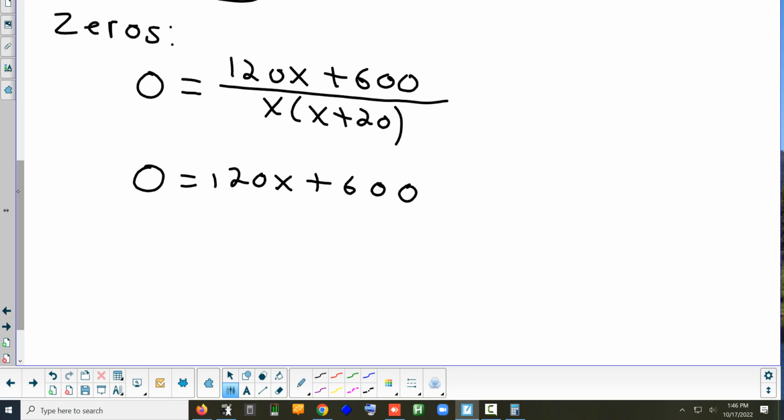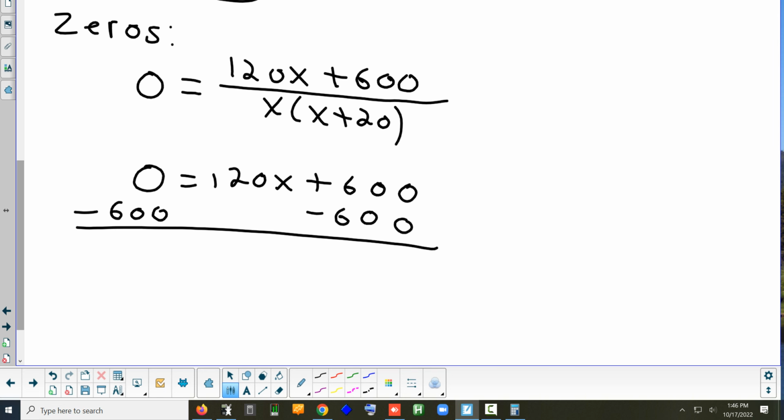Yep. And what would be your first step to get the x by itself? Good. You'd subtract 600 from both sides. So we're just trying to figure out what would make the top 0. We do not care about the bottom, because the bottom has nothing to do with making a fraction equal to 0. Just the top. So we subtract that. That's gone. Negative 600 is on the left, and we get 120x on the right.